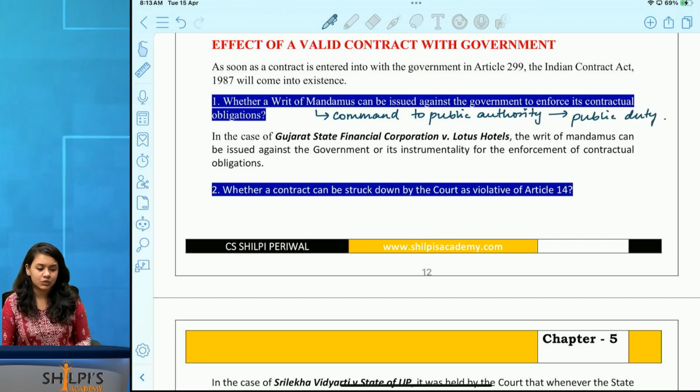Correct? So, when the government enters into a contract with any person, then we can say that a duty arises to enforce that contract. Since any contract that the government enters into is of a public nature, in Gujarat State Financial Corporation versus Lotus Hotels, the court went ahead and said that yes, the writ of mandamus can be issued against the government or its instrumentality for the enforcement of the contract.